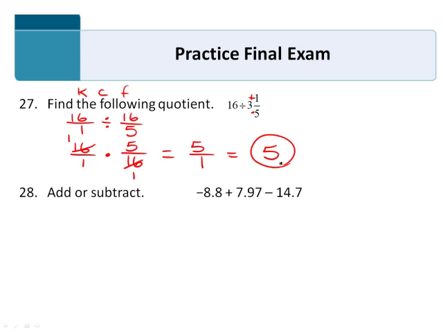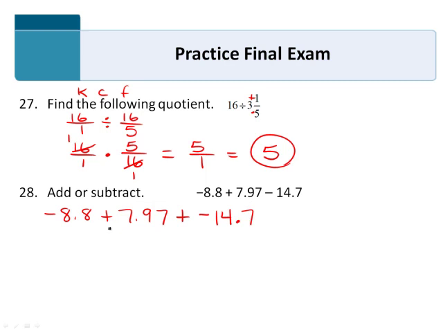Number 28. You've got to be careful here. Even though it's decimals and everybody says, oh, that's easy, they get mixed up on the signs. So I'm going to change this subtraction sign at the end here. I'm going to do keep, change, opposite on that. So I'm going to keep negative 8.8. I'm going to keep positive 7.97. But now that's the keep. Change it to addition and take the opposite. So it becomes a negative 14.7.